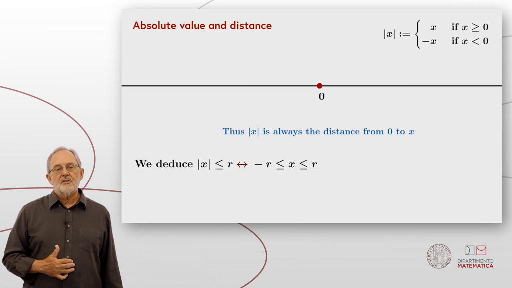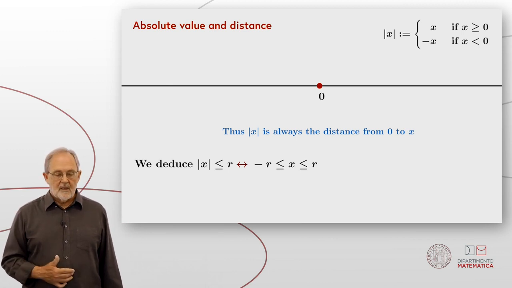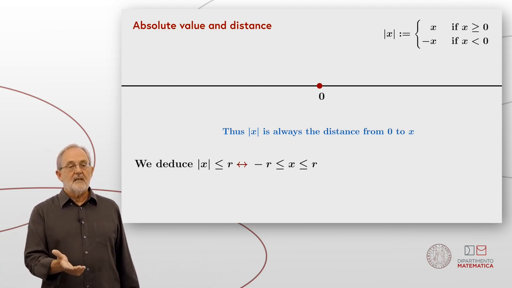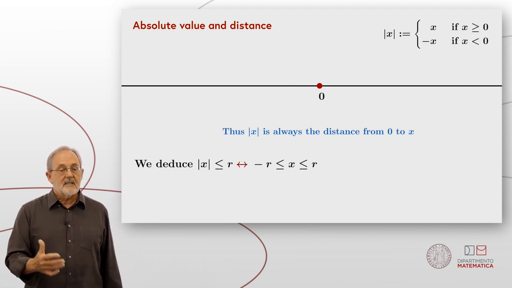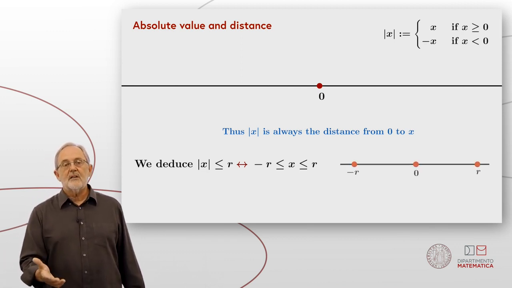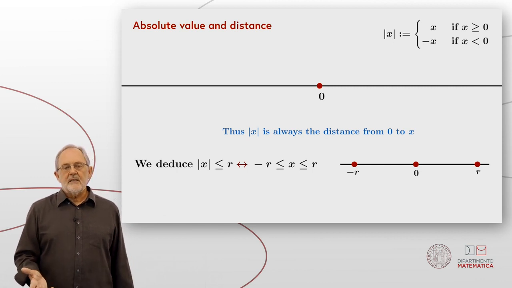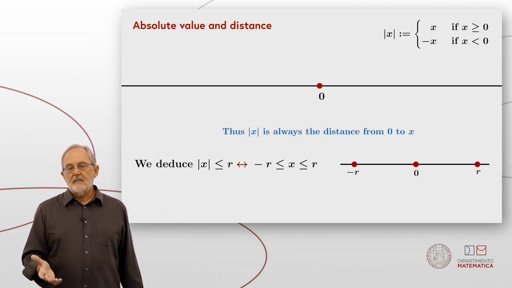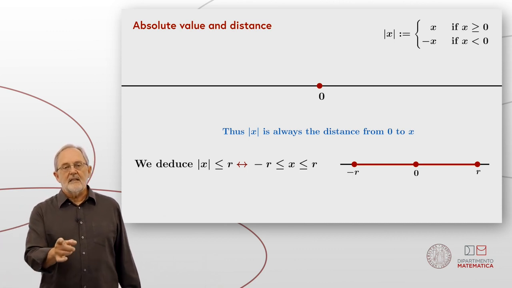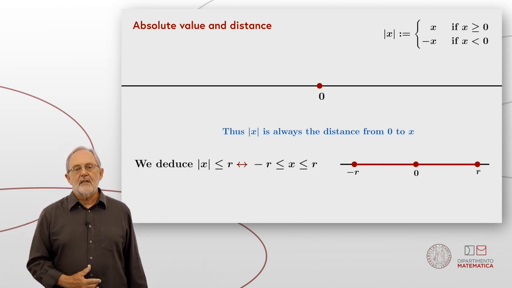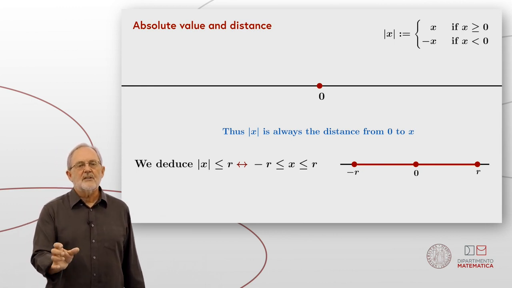We can deduce from this certain things rather easily. Consider, for example, the inequality absolute x less than or equal to r. This says the distance from x to 0 is no bigger than r. Clearly that means, by distance, that x has to be between minus r and r. That is, it's the interval described here in red, or in our previous notation, the closed interval minus r, r.